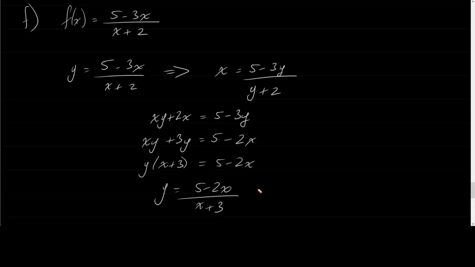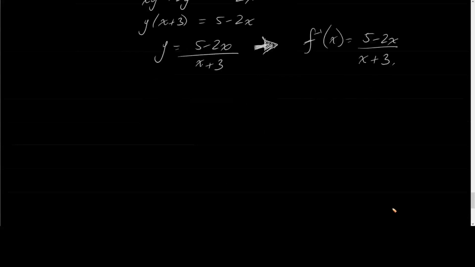Well, almost. The last thing we need to do here is write it as an inverse function. So we're going to say here that the inverse of f, because I started with f, is just 5 minus 2x over x plus 3. So again, essentially, you start by replacing the x and the y value and solve for y.